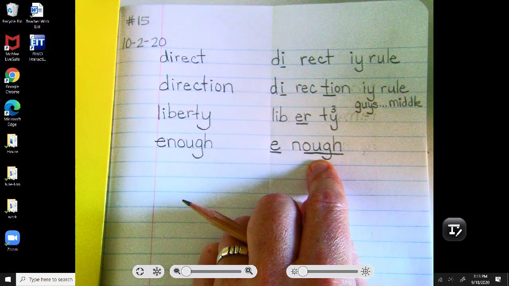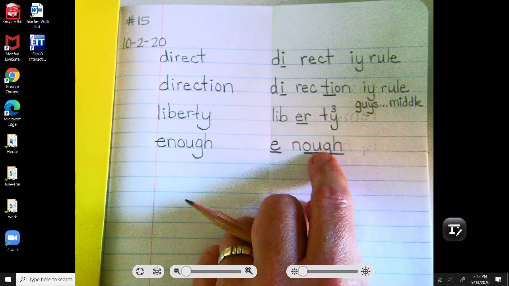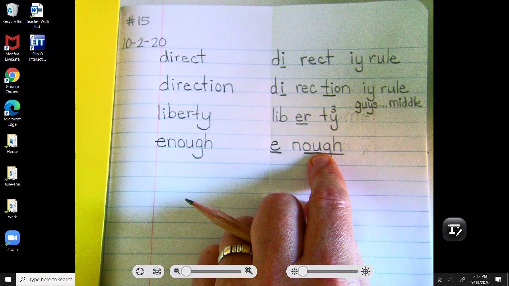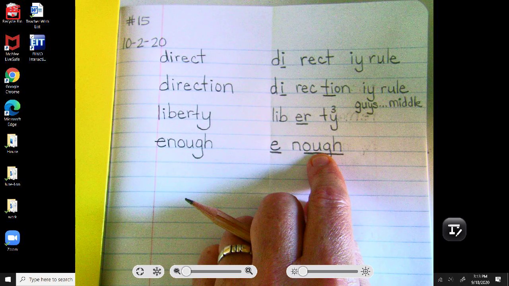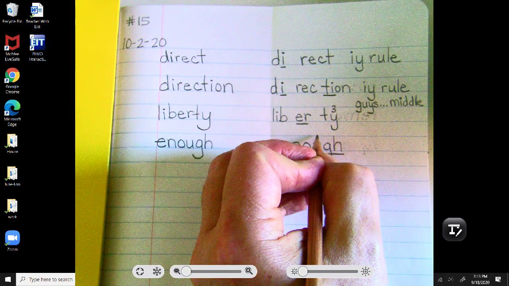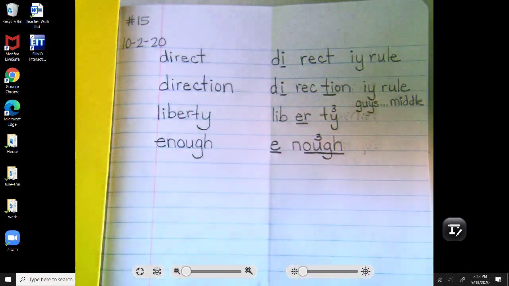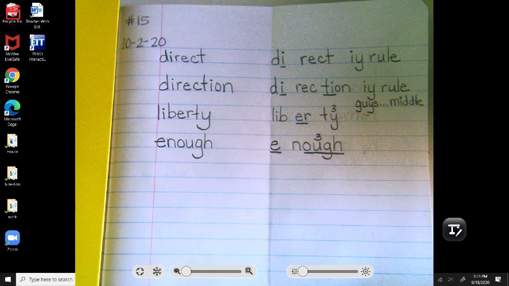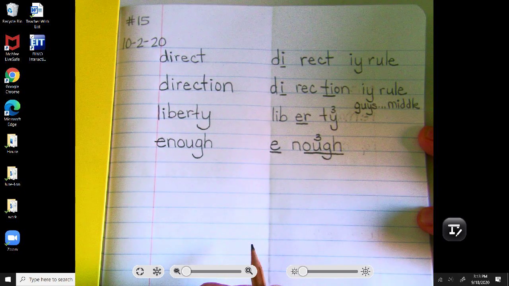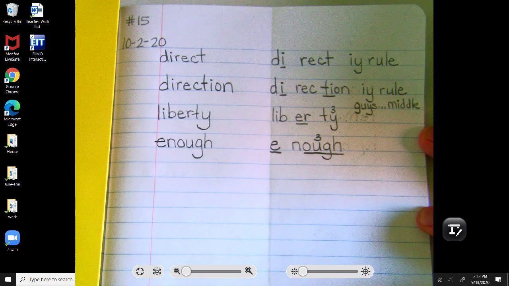Did you remember which sound it's making? So enough, uff. Third sound, o, oo, uff, enough. Third sound of o, oo, uff, off, ah, ow. Enough. And spellers, there's a rule.